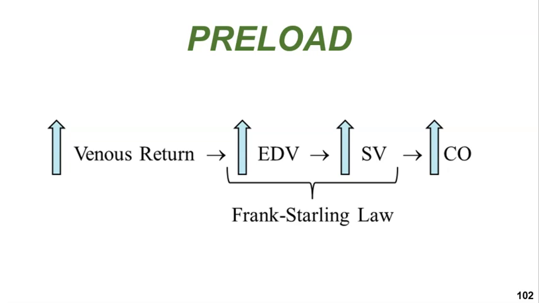As end diastolic volume increases, stroke volume also increases. But if we were to flip this around, if end diastolic volume decreases, then stroke volume would also decrease as well. So we see that the relationship between the end diastolic volume and the stroke volume is directly proportional. So that is, if one goes up, then the other is going to go up. If one goes down, the other is going to go down.